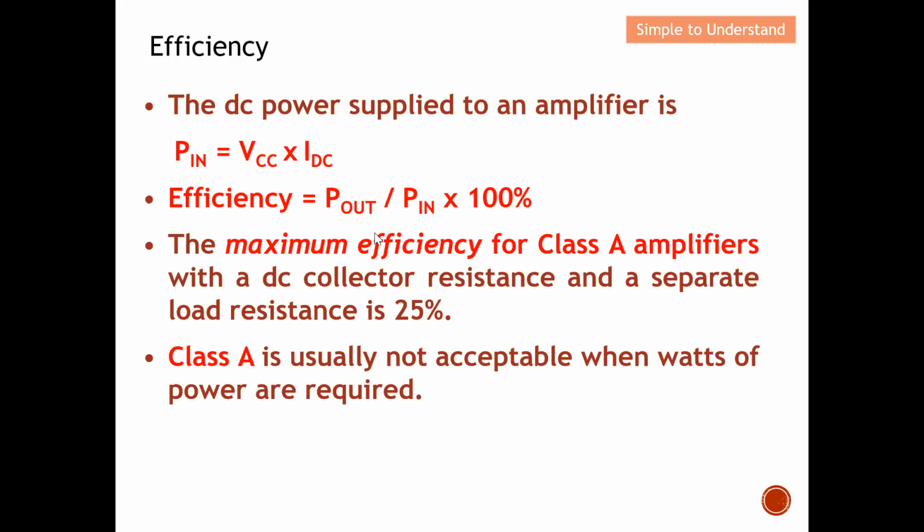As for class A, typically it has the least efficiency. The maximum efficiency for class A is maybe around 25%, or maybe slightly better. But this is around the region of the class A efficiency. Because of the low efficiency, class A is usually not used when very high power, or watts of power, are required. Then typically we will not use a class A amplifier. So in this video, later on, you will be able to know which class of amplifier you actually need in order to amplify watts of power.